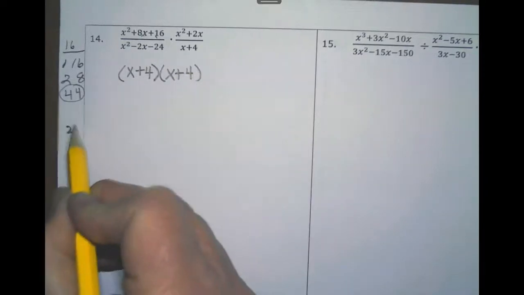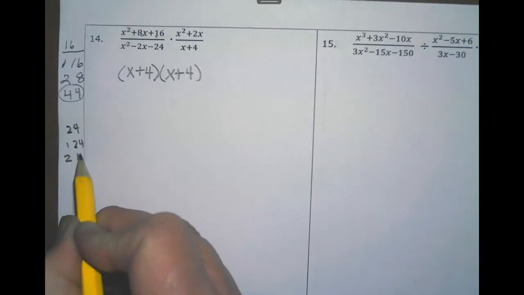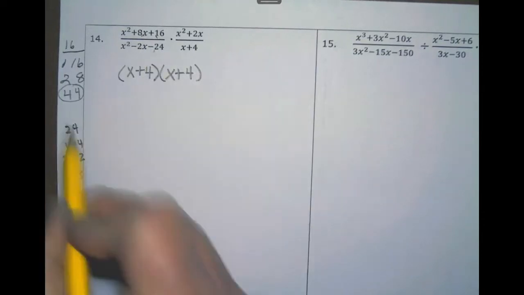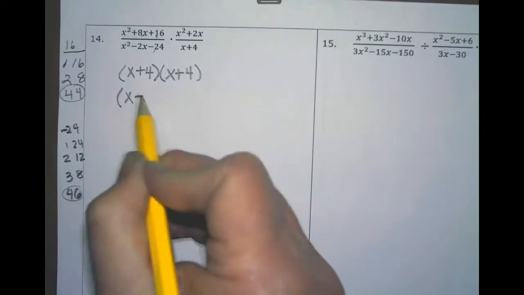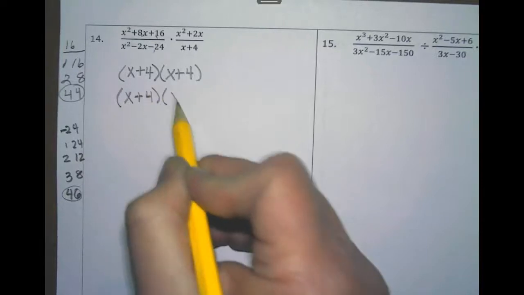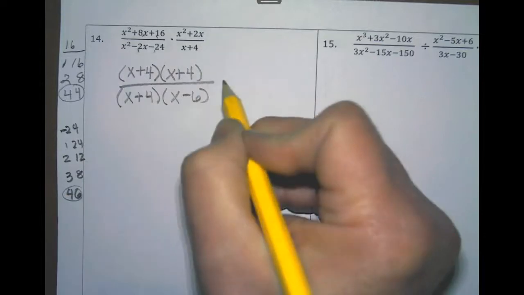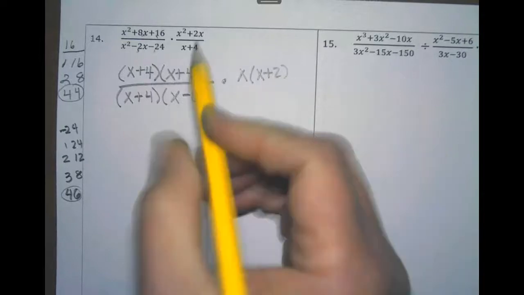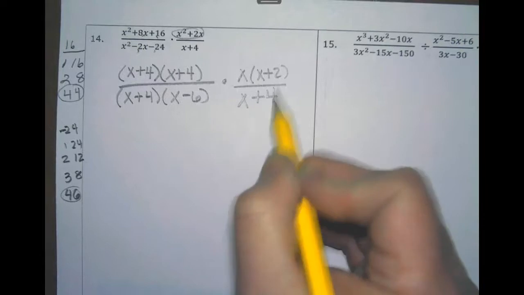The factors of 24 are 1 and 24, 2 times 12, 3 times 8, 4 times 6. This is a negative 24, and so I will use this pair with a positive 4 and a negative 6 to add up to the 2 right here. This is going to factor out a 2 out of this numerator right here, and this is x plus 4.